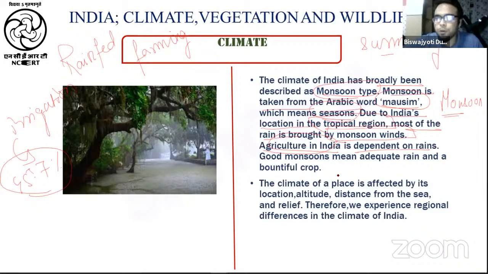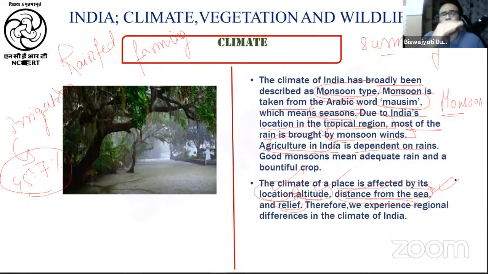Then what is the next point that we have? The climate of a place is affected by its location, by altitude, by the distance from the sea, as well as your relief, right? Now if you look at India, India has a huge extent both in terms of latitude as well as longitude, right? Then altitude also varies. For example, we have low areas like your northern plains, and then we have high elevated areas like your Himalayas as well. Now the distance from the sea: India has a very huge coastline, right? So there are certain areas found in the central part of India which are away from the sea, and there are certain areas which are nearer to the sea.